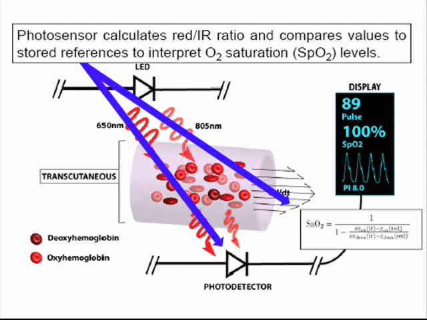At the bottom, you also have something called the perfusion index, which I'll discuss in the next couple slides, where it shows your signal quality. The higher the perfusion index, the better and more reliable the results are.